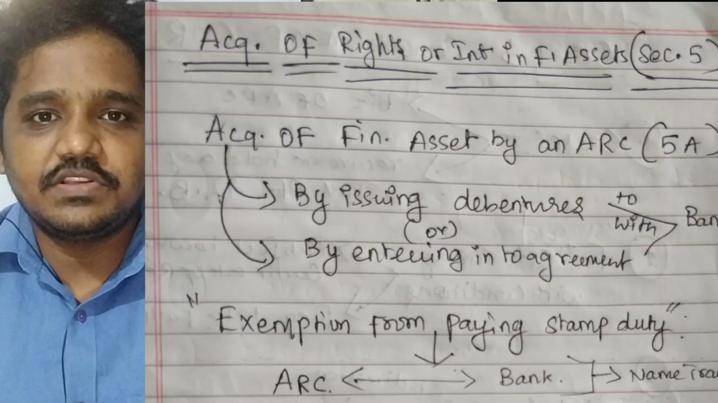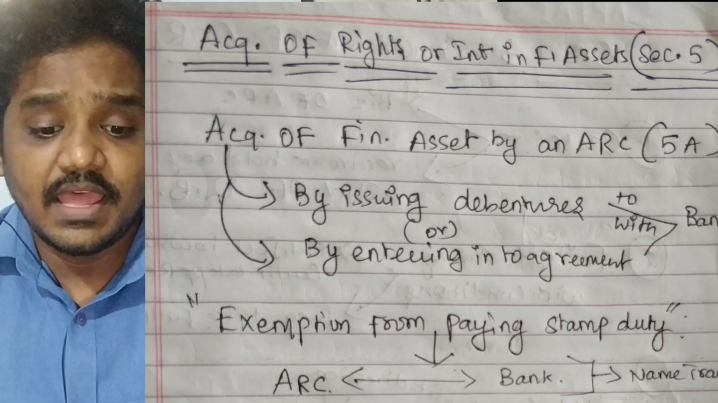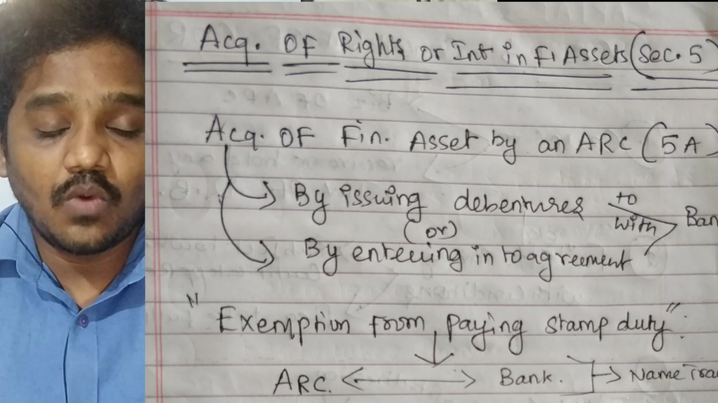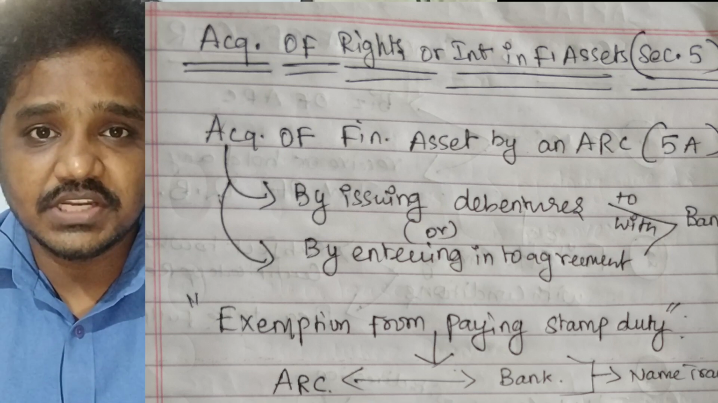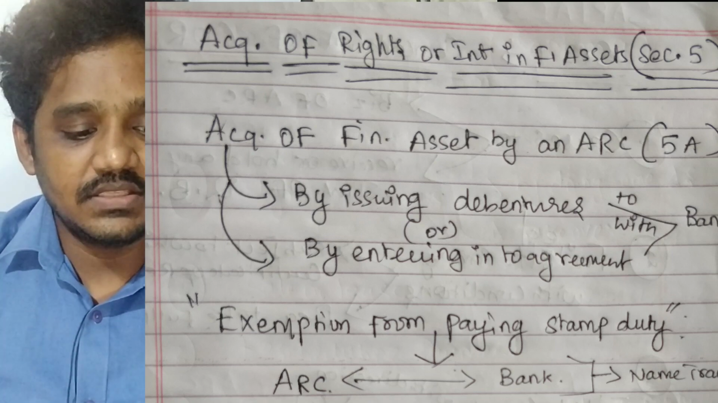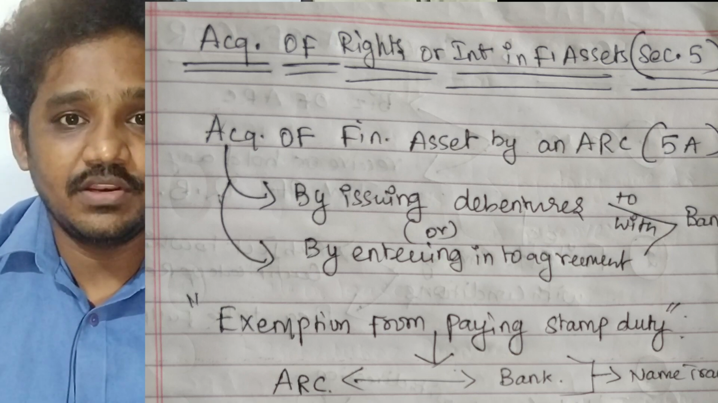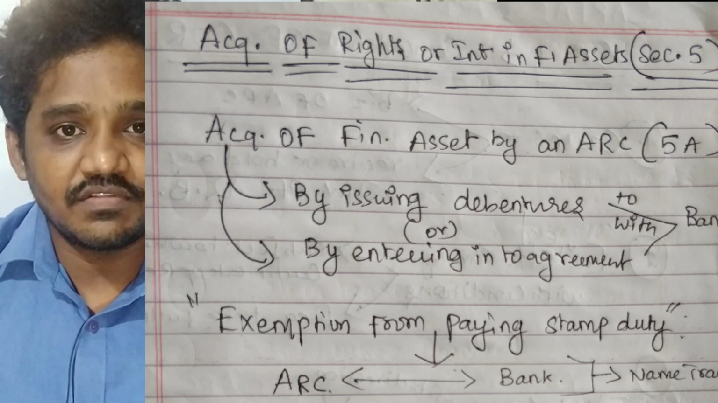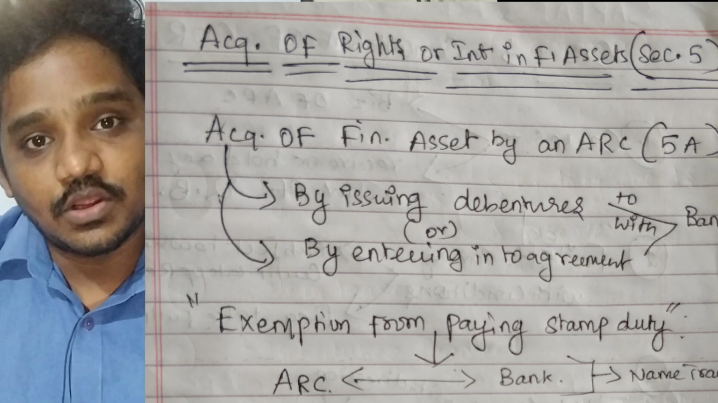Section 5: acquisition of rights or interest in financial asset. First point is acquisition of financial asset by an asset reconstruction company. On what basis do they do the acquisition? Normally an asset reconstruction company will issue debentures, or else they will enter into some kind of agreement with banks. These are the compositions they will give. First, they will give some amount, 20% or 10% of the amount, and the remaining amount they will give as a debenture, or they will give some other combinations.